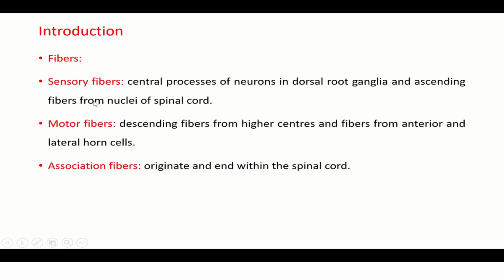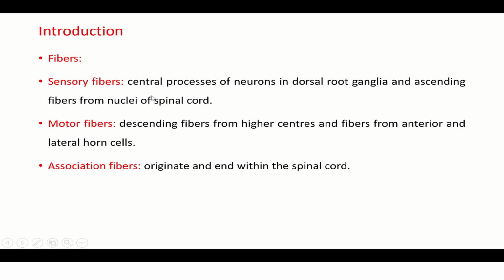Now if you come to the fibers, three types of fibers are there. Sensory fibers: the central processes of neurons from the dorsal root ganglia, and the ascending fibers from the nuclei of the spinal cord. So from the peripheral receptors, the dorsal root ganglion neurons will convey to the nuclei of the spinal cord. From the spinal cord, the information is carried to the brain.